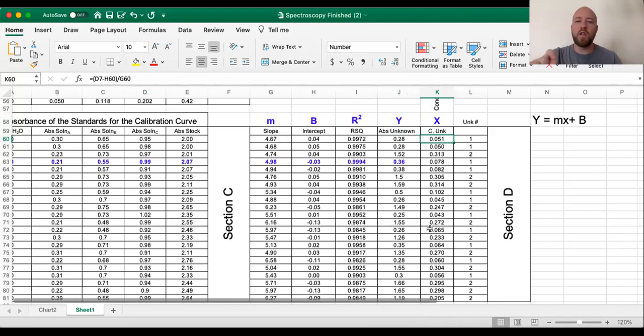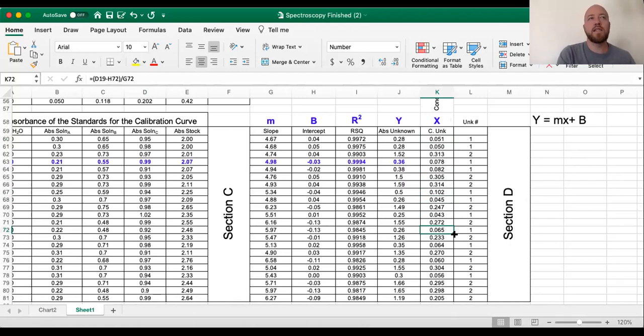Now the only bit of data calculation you need to do is this: if you were going to tell me what is the concentration of the unknown, what value are you going to use? You have 10 samples of number 1. You have 10 samples of number 2. Are you just going to pick one and say, oh, unknown number 1 is 0.051 because that's the first one? Or is it 0.102? Or is it 0.045? Or 0.065? Which one are you going to pick?